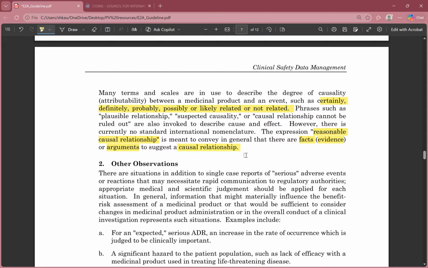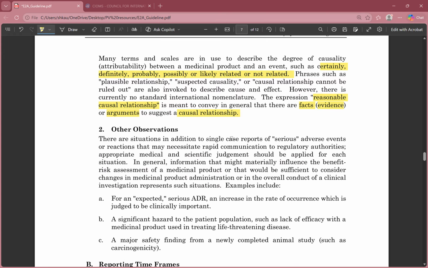A causal relationship. A causal relationship is what? That the drug has actually caused that event. So this is what this part means, right?